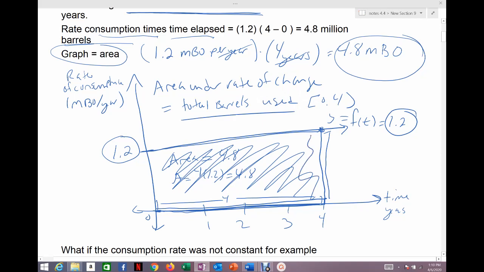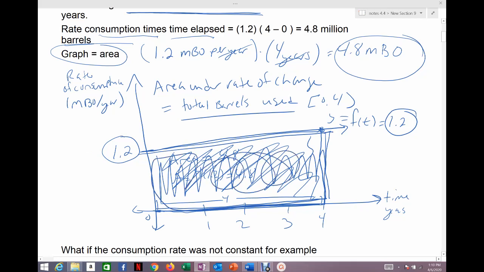If I went 0 to 10, same thing, I just take 10 times my rate of change, and I get the total number of barrels consumed over a 10-year period. In a nice simple case like this, this area, which is my rate of consumption times the total time elapsed, gives me my total number of units used up. When my rate of change is constant, I can find it because my area comes out to a nice rectangular shape.